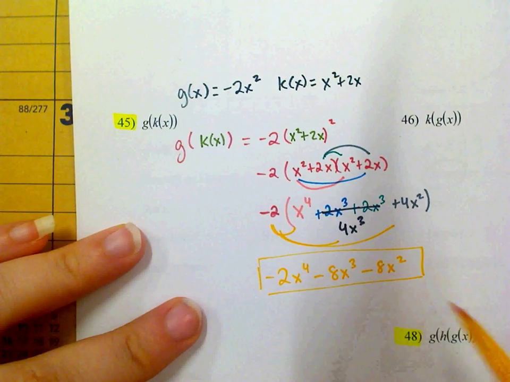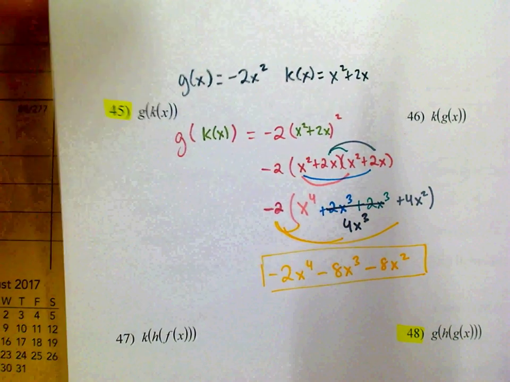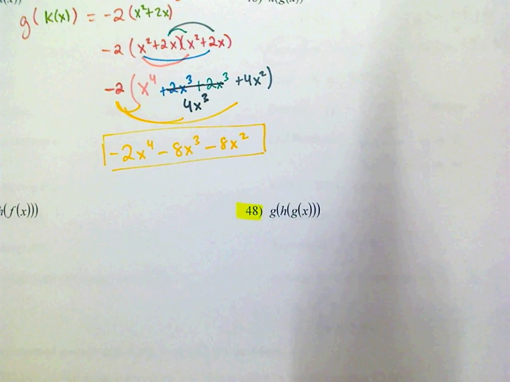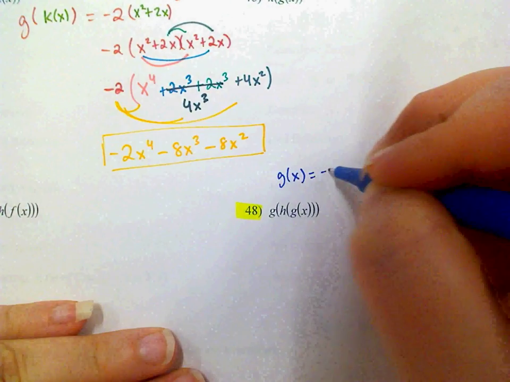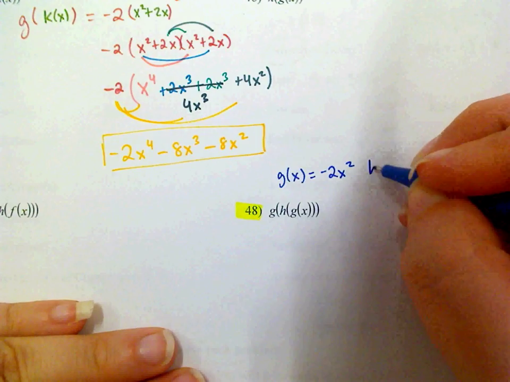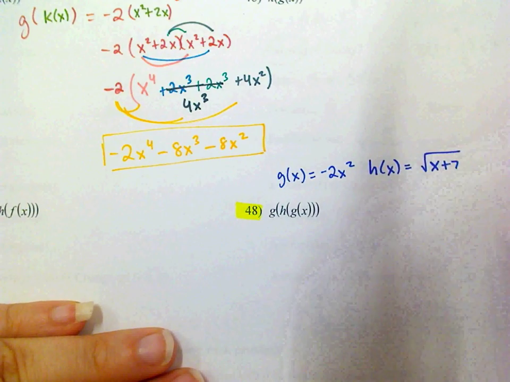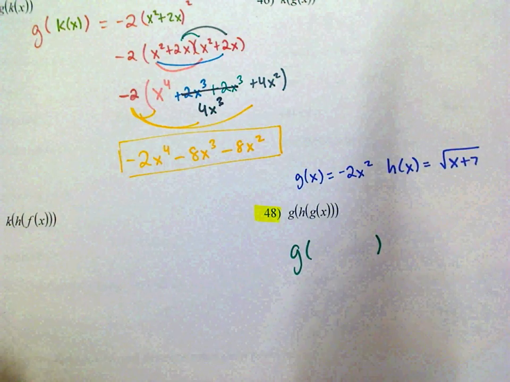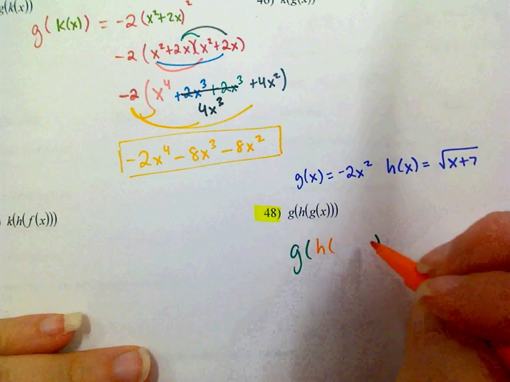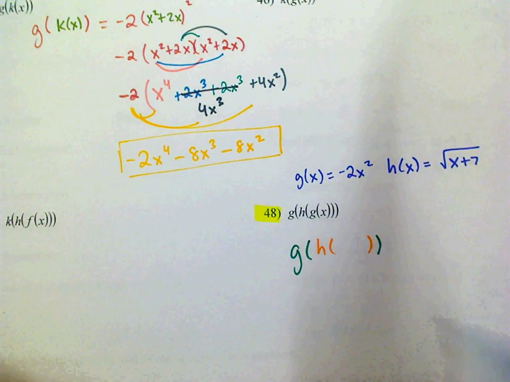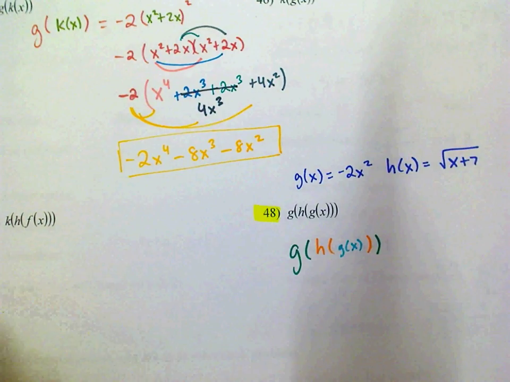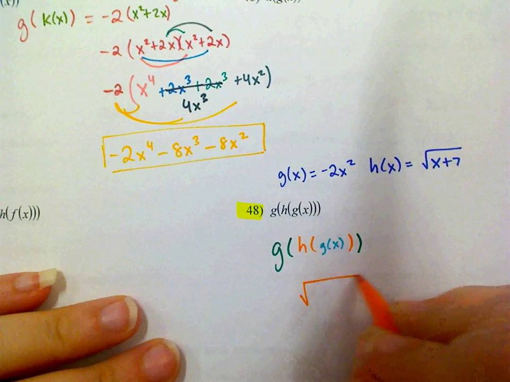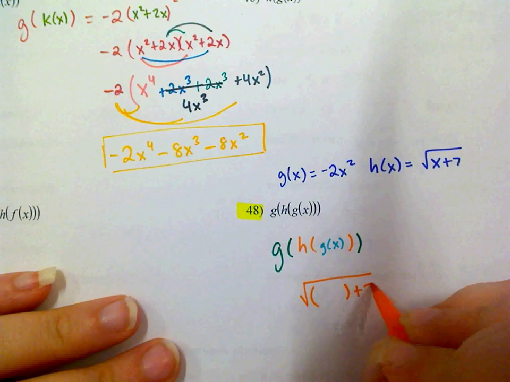Okay. Number 48 says g of h of g of x. So g of x is negative 2x squared. H of x is the square root of x plus 7. And that's all I need. Okay. So I've got g of h of g of x. Okay, so I'm going to figure out the middle, h of g of x, first. So h of g of x is, h of x is the square root of x plus 7, and in place of x, in h, I'm going to put g, because g is inside h.